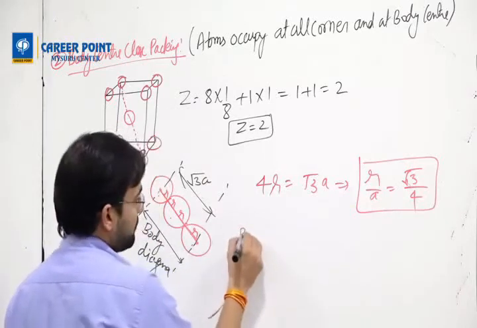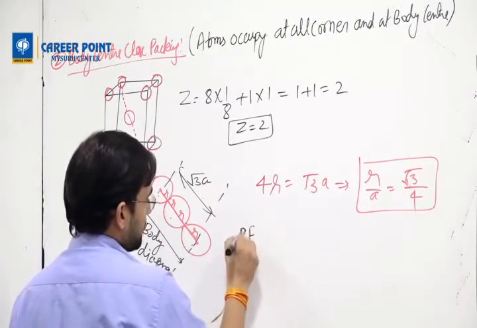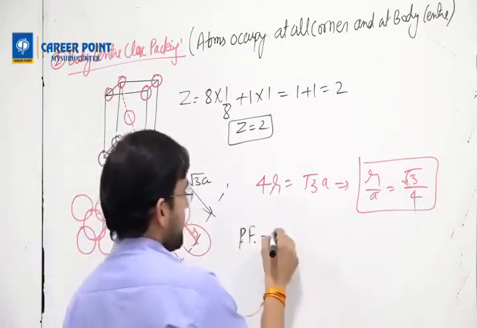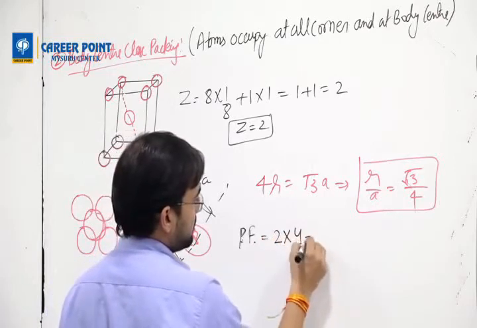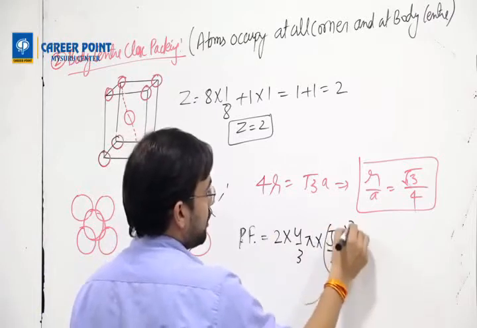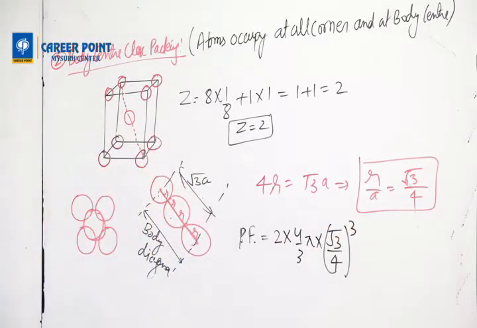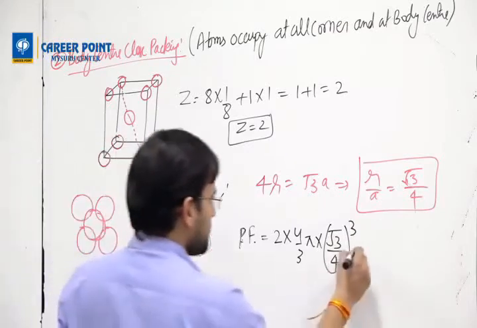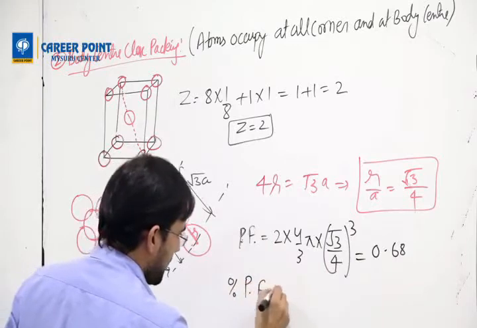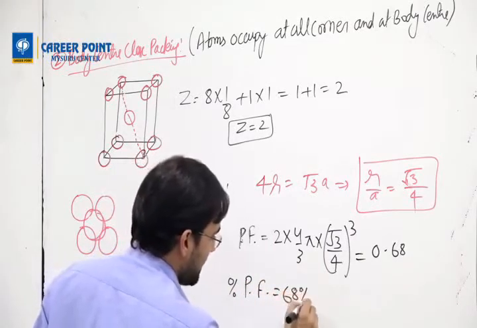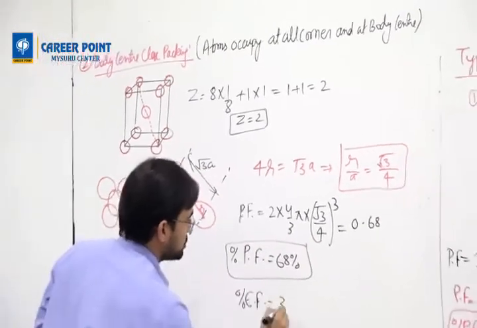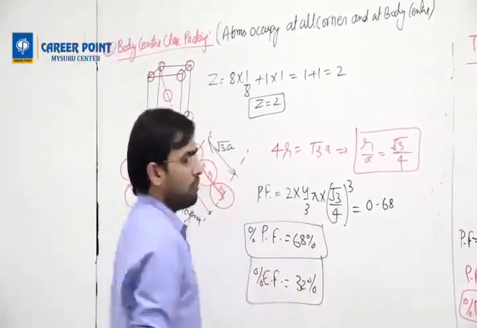Okay. So packing fraction equals what? Z is 2, into 4 by 3 pi into R by a, root 3 by 4, whole cube. Understand? When you solve this, you get 0.68. So percentage packing fraction is 68%. So percentage empty fraction is 32%.